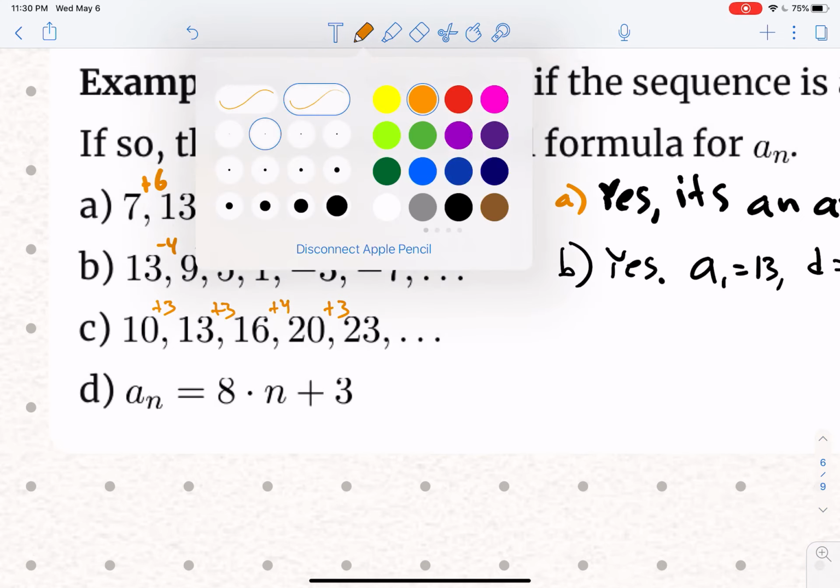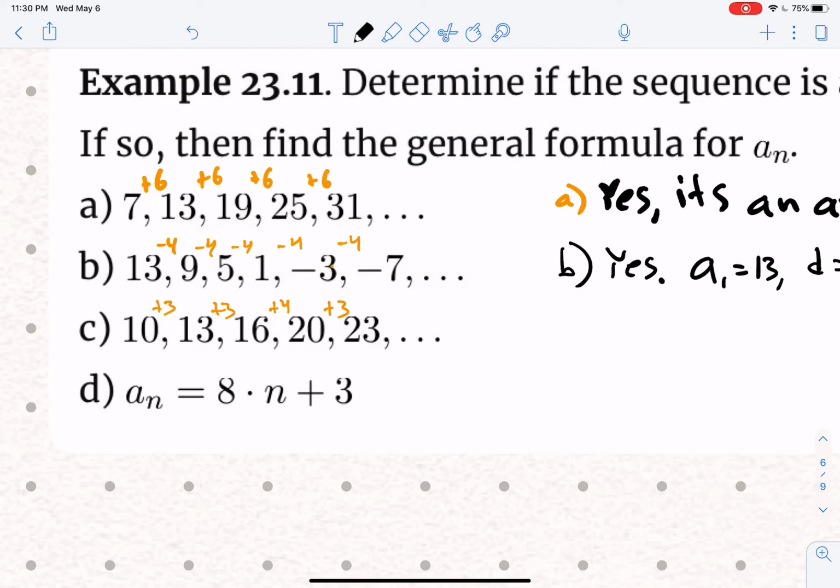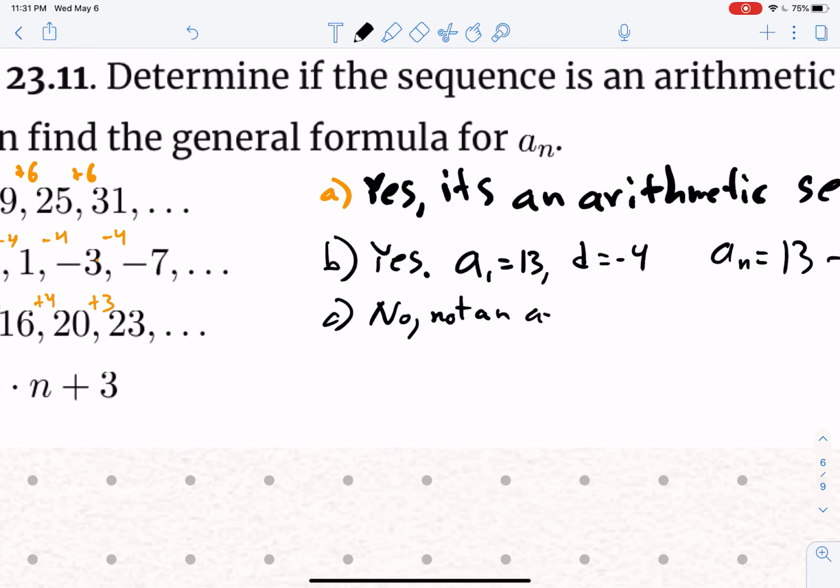Is this an arithmetic sequence? And the answer is no, it is not an arithmetic sequence because of this pesky 4 right there. The difference between those two is different than the differences of the other ones, and because of that, not an arithmetic sequence. So this is part C, no. Not an arithmetic sequence.